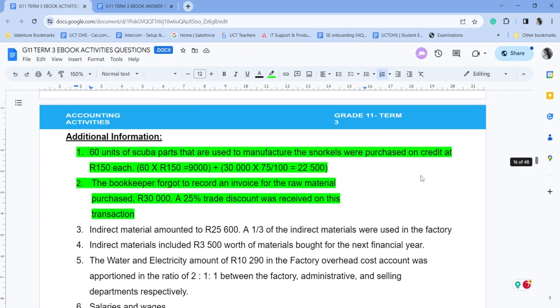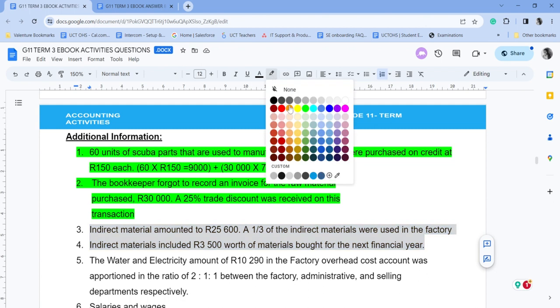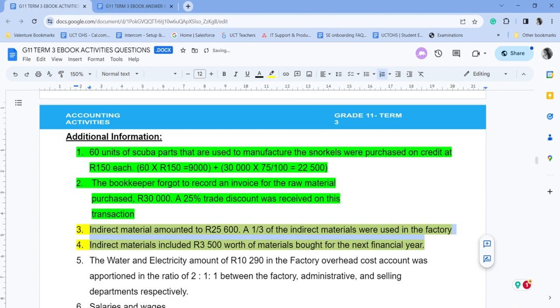They say indirect material amounts to 25,600. And then they're telling us that 1/3 of the indirect material we use in the factory. Okay. And then there's one more thing here. They say indirect material included 3,500 worth of materials bought for the next financial year. Okay, so these amounts are directly related. So I'm going to use a different color because now I'm focusing on something that is related to the factory overhead. Remember, the factory overhead account records everything that is indirectly related to the factory.